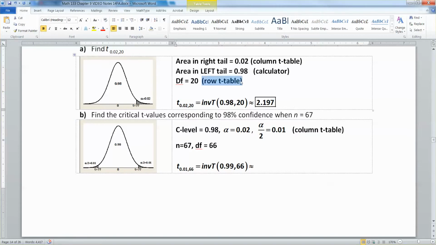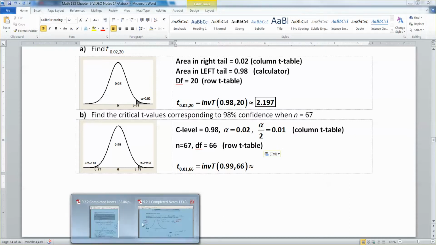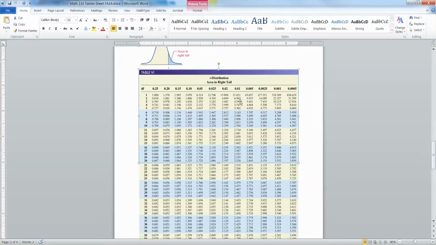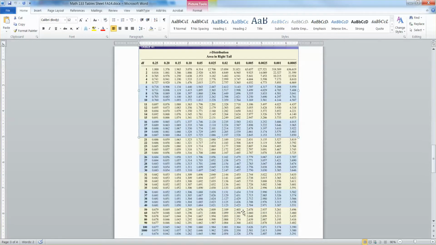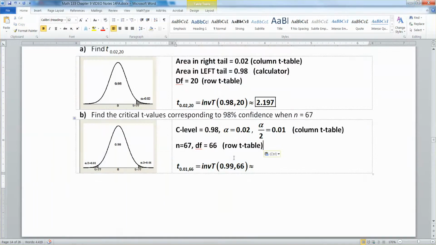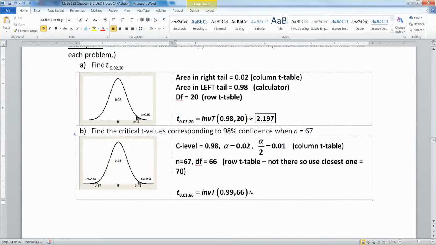Now there's a problem with that, and I'm going to show it to you. It's that it doesn't exist. So let me grab the t-table. So I want 0.01, but I want 66, but there is no 66. This is why you're happy you have a TI-84. If you don't have a TI-84, use whichever one's closest, which in this case would be 70. So you'd use the 2.381. There we go. Use the closest one, which would be 70.